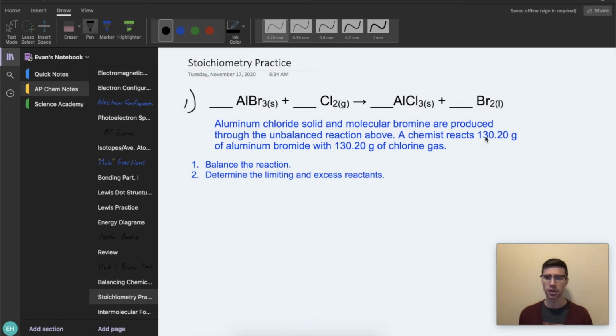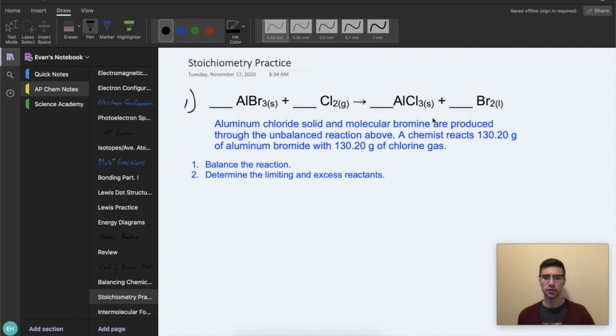A chemist reacts 130.20 grams of aluminum bromide, which is our first reactant, with 130.20 grams of chlorine gas. So both reactants have the same amount of substance, but that doesn't mean they're both going to be used up. We're still going to have a limiting and an excess because that's what we're solving here. But before we get to that, we need to balance the reaction.